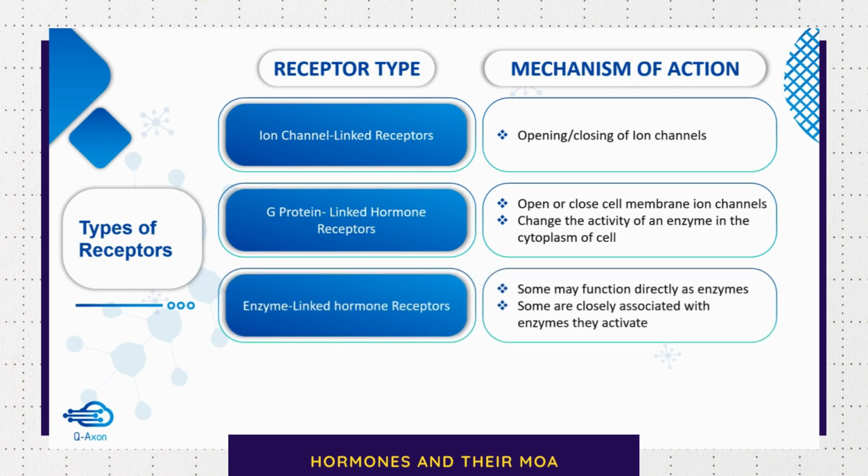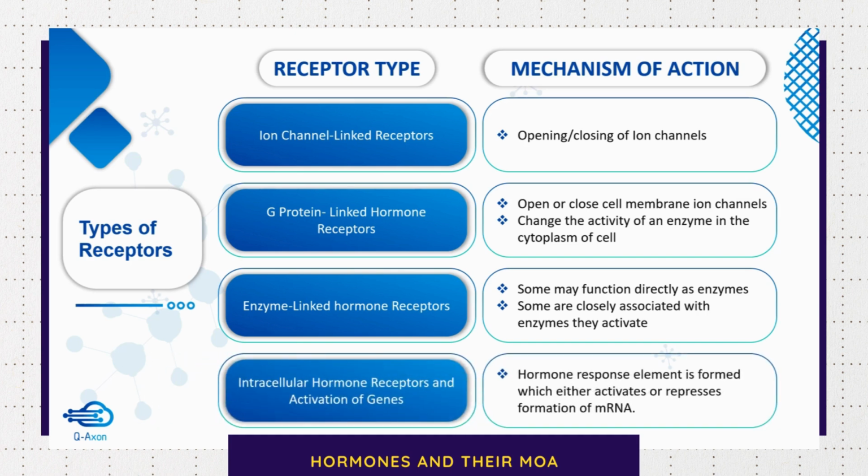Enzyme linked hormone receptor: some may function directly as enzymes. Some are closely associated with enzymes they activate. Intracellular hormone receptors: activation of genes. Hormone response element is formed which either activates or represses formation of mRNA.